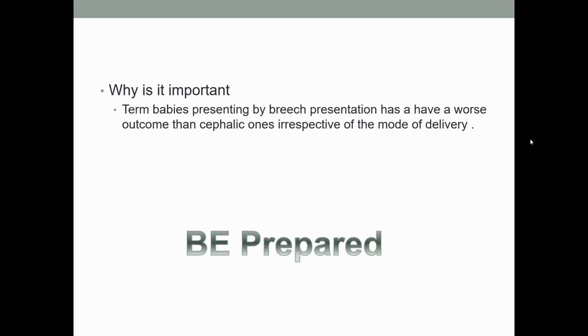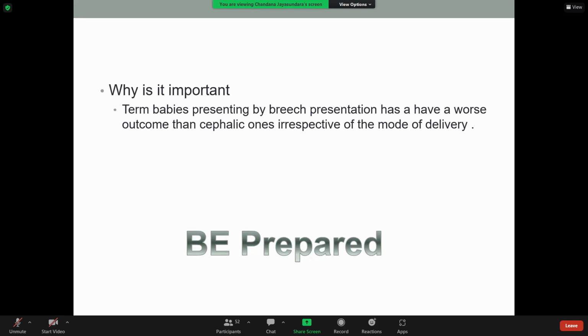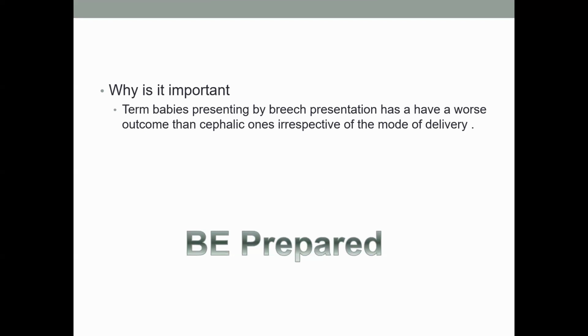Right. Why is it important? Because term babies presenting by breech presentation are known to have a worse outcome than cephalic ones, irrespective of the mode of delivery. So we might be thinking that if you allow a breech to be delivered vaginally, only then the problems are high. But that is not the case. Even if you do a cesarean section on the breech, these babies are at a higher risk of morbidity and mortality. That is because the baby in breech is not a normal baby. It might be a problem with the placenta, maybe a problem with the uterus, maybe a problem with the baby. That's why.